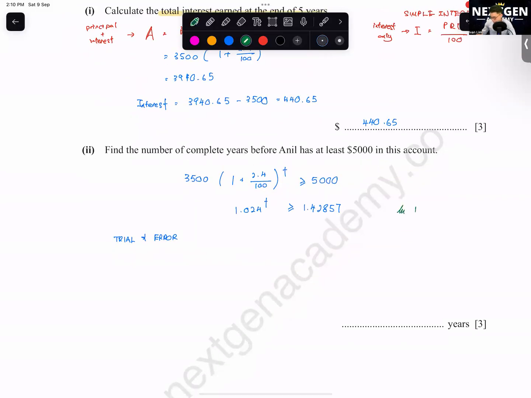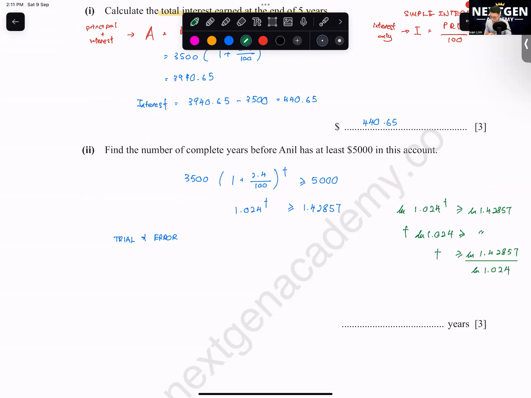Let's say you put ln 1.024 to the power of t more than equals ln 1.42857. Then you bring this down: t ln 1.024 more than this one. Then t is ln 1.42857 divided by ln 1.024. You type out this value first. You all just write it at the side first. Divided by ln 1.024.